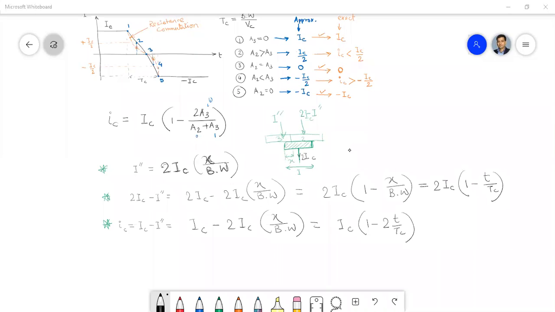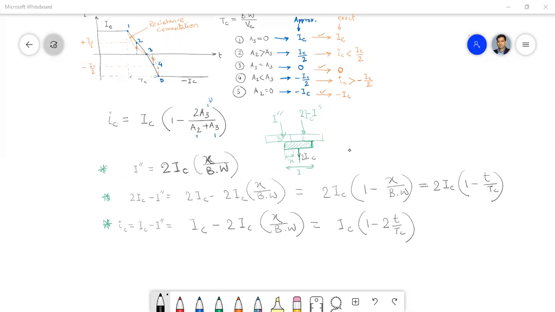Just like the interpolation method, or you can say the unitary method also. It's very simple. When it is totally in contact with 3, then the maximum value of I double prime is 2IC. And when it is slightly in contact with 3, how much current will flow? It will be in the ratio X by brush width.